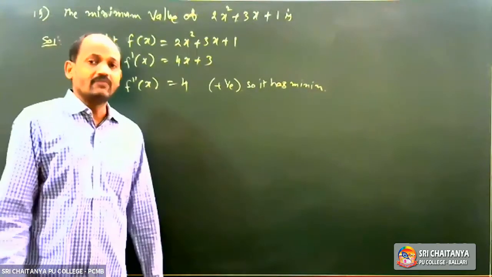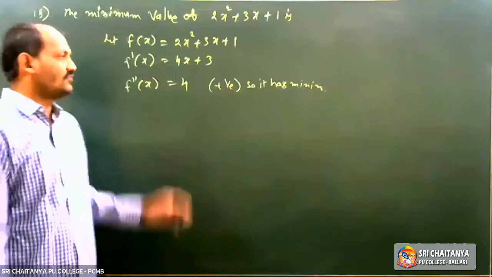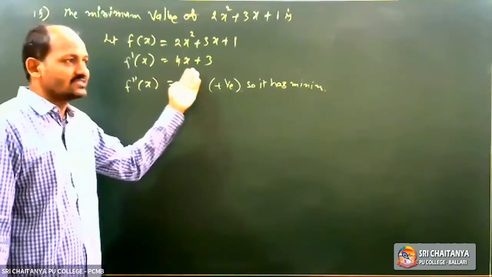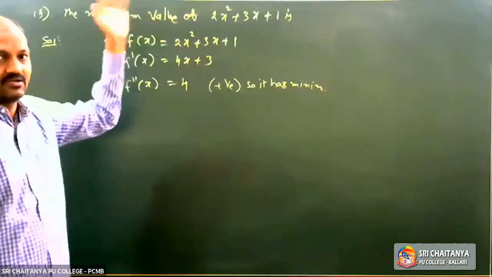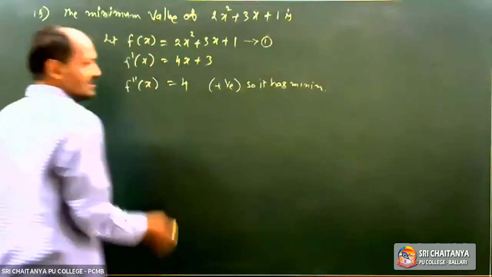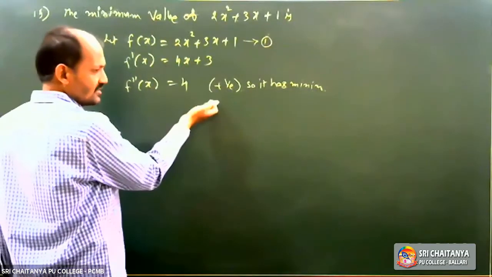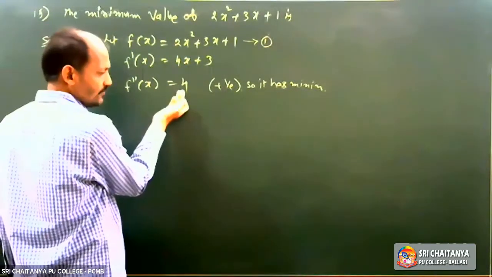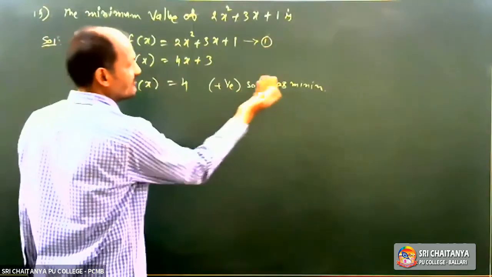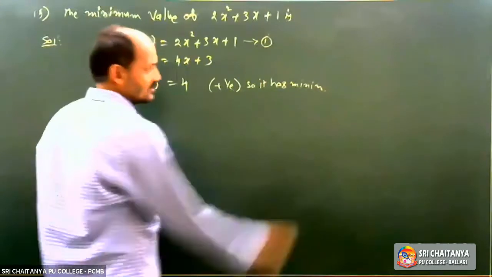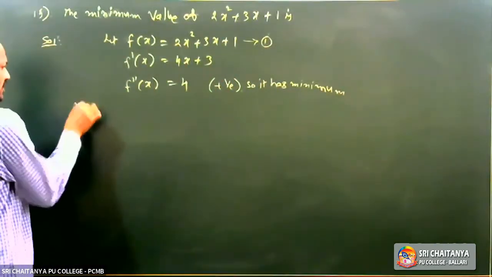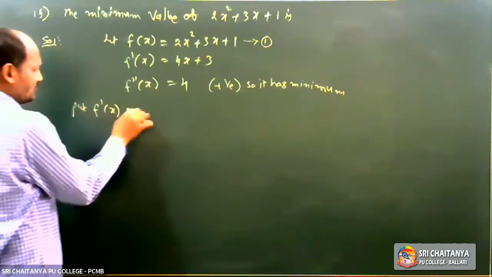But how to find the minimum value? Consider first derivative equal to 0. Then we get the x value. That x value substituted in the given function gives the minimum value. The given function has a minimum, since the second order derivative, 4, is positive. So next, put f dash of x is equal to 0.